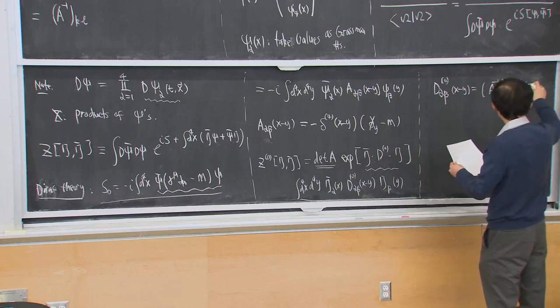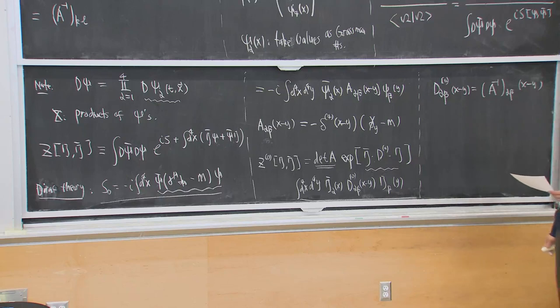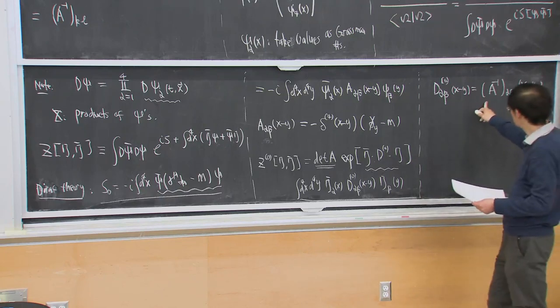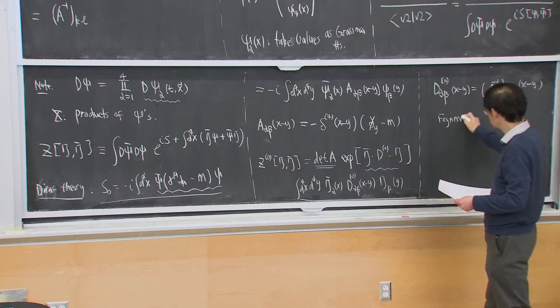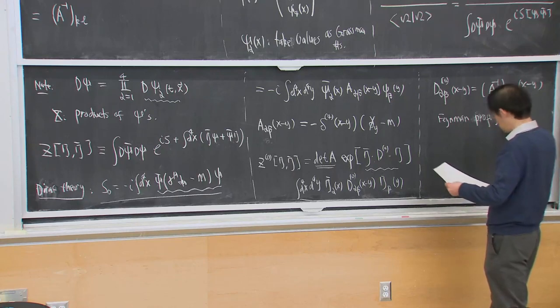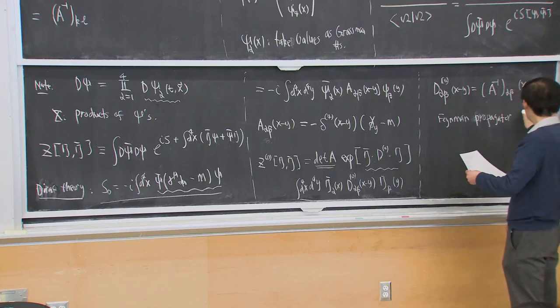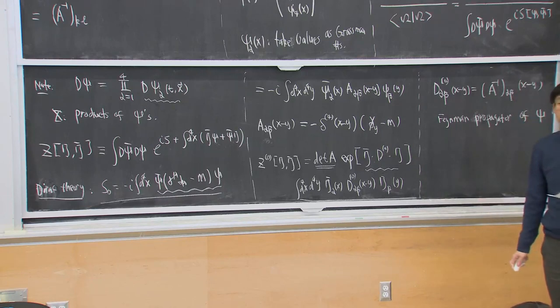Okay, you should view it as the inverse of that matrix A. And that's the same thing as what we did in the bosonic case. Using the same argument, you can show this corresponds to the Feynman propagator, the time ordered propagator of psi. So everything is similar, yes?